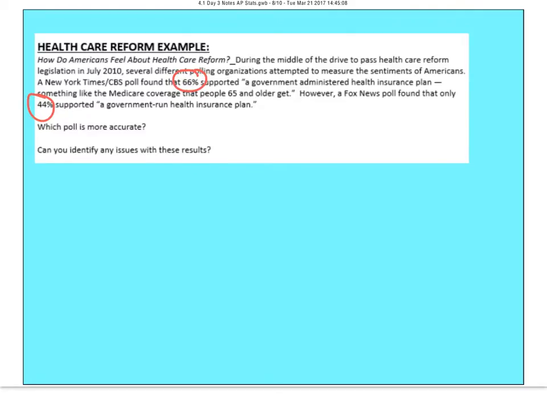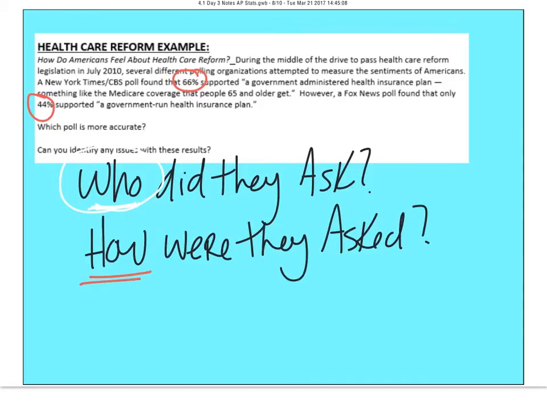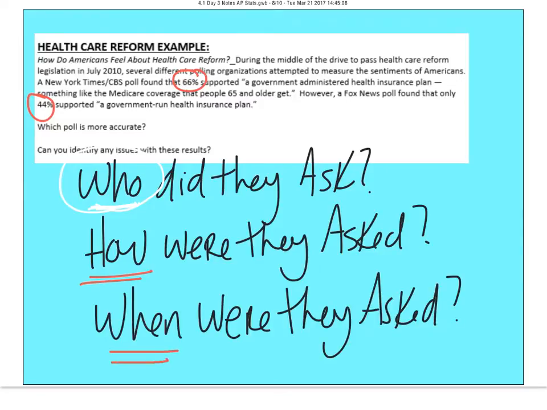Well, there are things you want to ask, folks. The first question you want to ask is, who did they actually ask on this survey? It's very important to know who their population was. A second good question is, how were they asked? Was it voluntary? Was it a convenient sample? Was it a cluster sample? And then the last thing that's good to think about is, when were they asked?